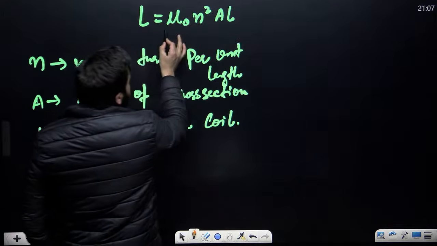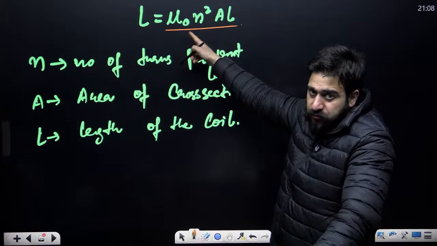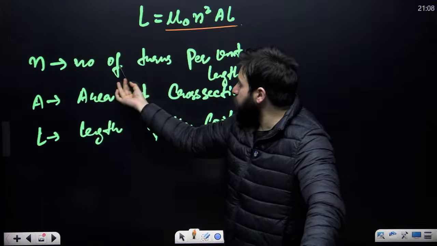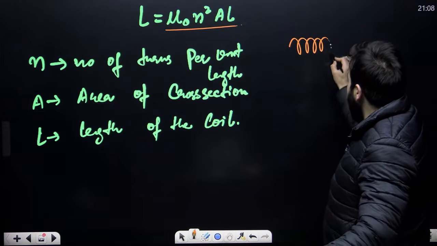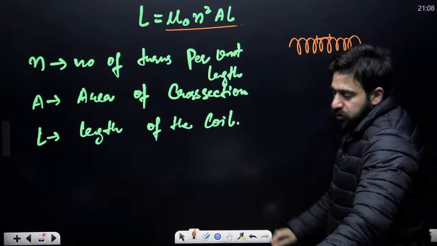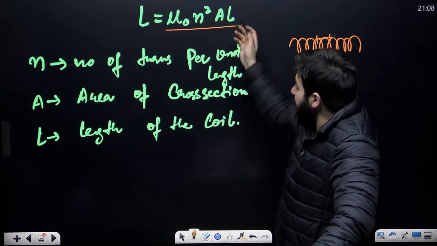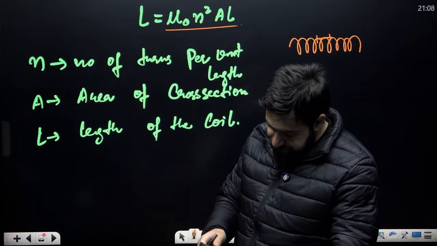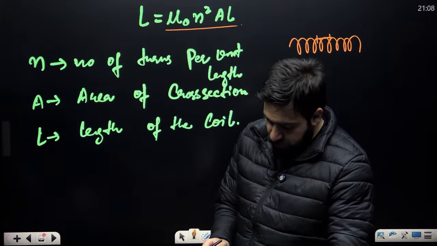And value of the self-inductance is this. Mu naught, where mu naught is the permeability of free space. N square, where N means number of turns per unit length. Like if this is the coil, how many number of turns are there on the unit length? A is the area of the coil and L is the length of the coil.